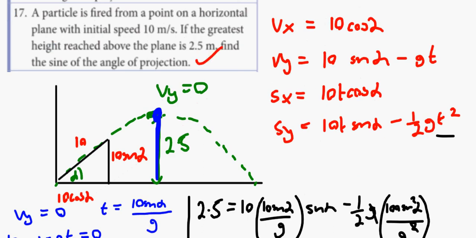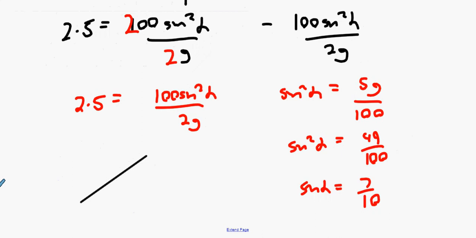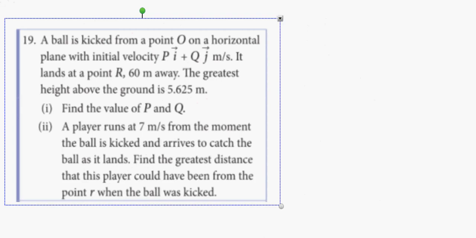7 over 10. Have we killed that? Alright, move on. Alright, 19 please.